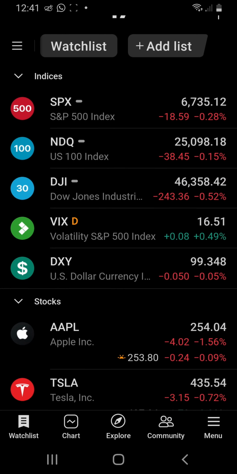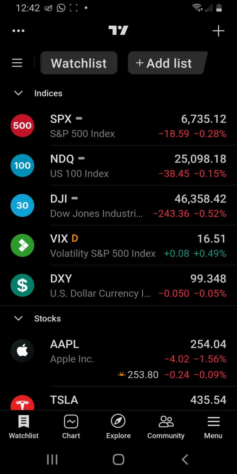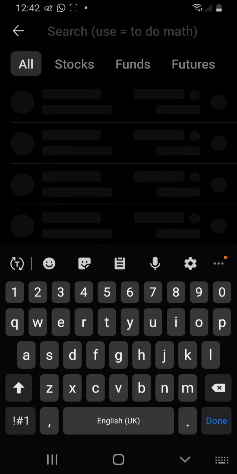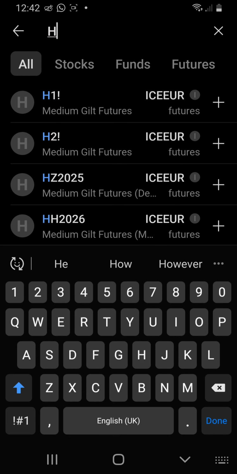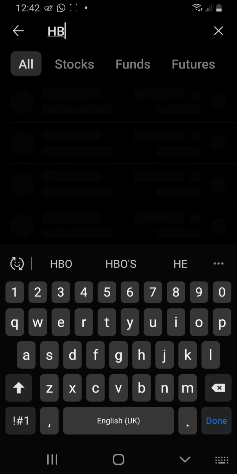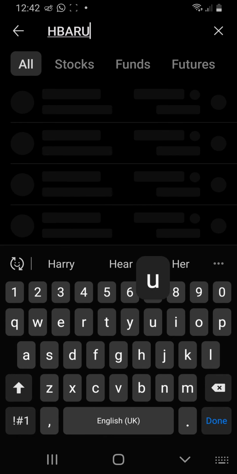Now if you want to add a coin to your watchlist, the first thing is you see this plus sign at the top side. So you will see the plus sign here. When you click on the plus sign, you search for any coin that you need to add to your watchlist. For example, now if I want to add HBAR cryptocurrency, HBAR USDT.